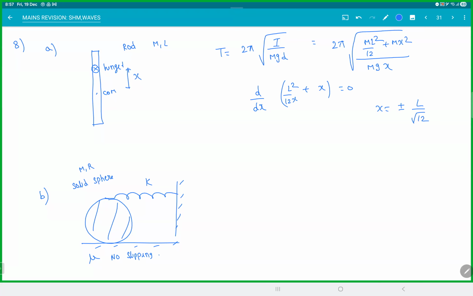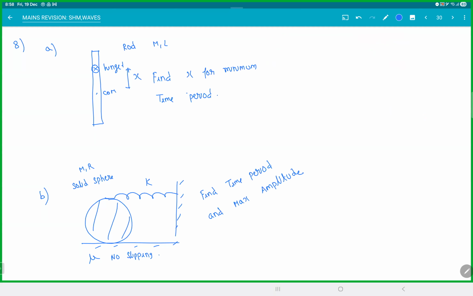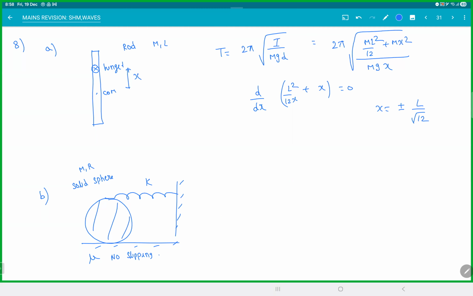What about the B part? Get that, I'll give you a minute. I'm more interested in the amplitude actually. Both are good. That would be a decent more than one choice question actually. Find the time period for oscillations and the maximum amplitude.